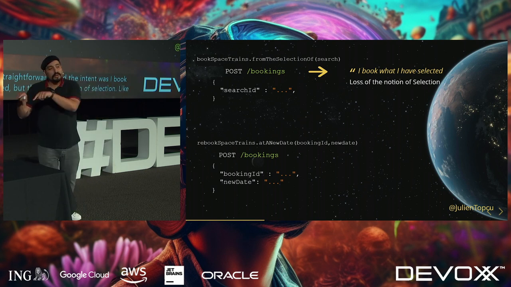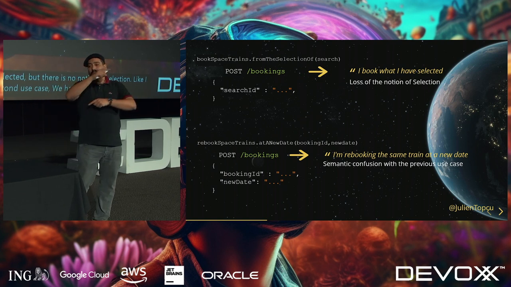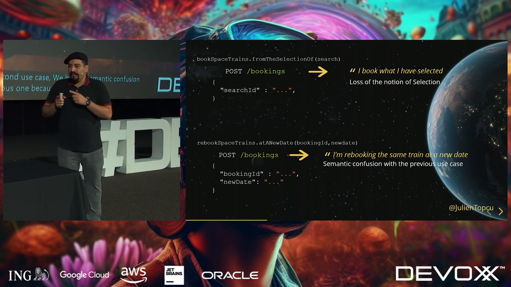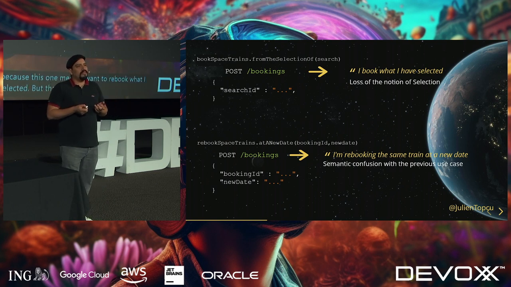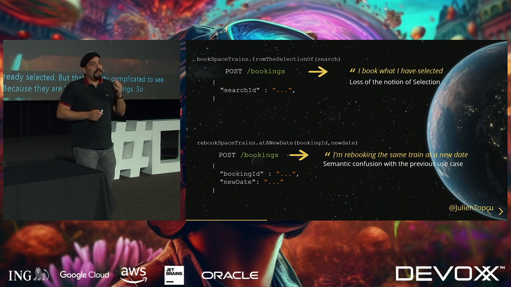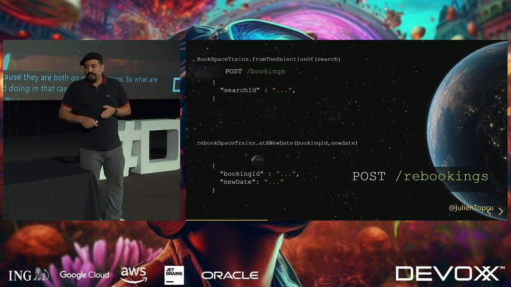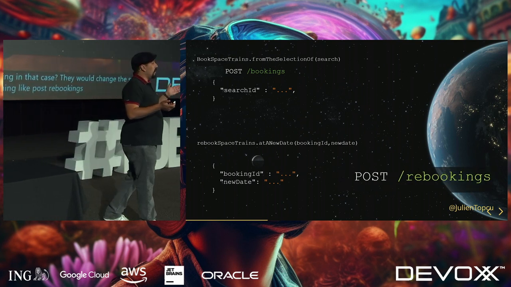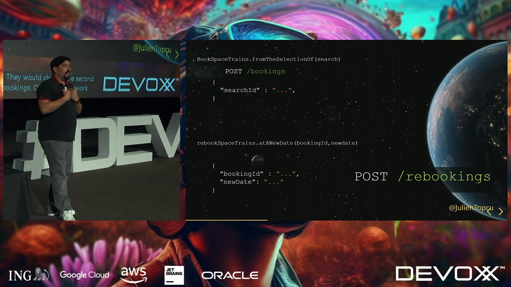I said. In the second use case, we have a semantic confusion with the previous one because this one means I want to rebook what I have already selected. But that's pretty complicated to see, right? Because they are both on post bookings. So what are people doing in that case? They will change the second one for something like post rebookings. OK, that can work. But unfortunately, not in my case.